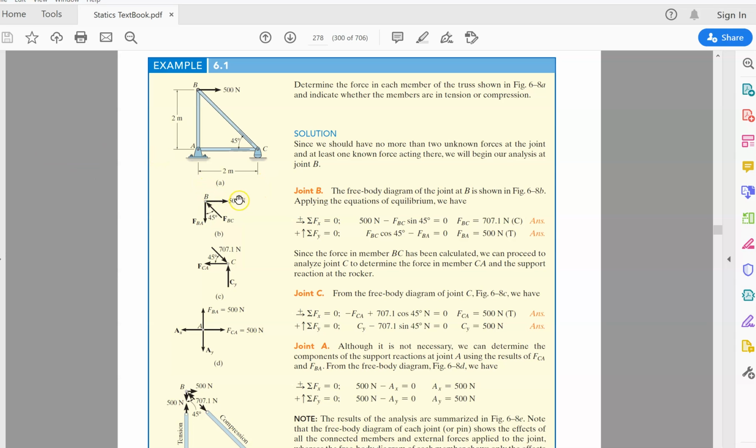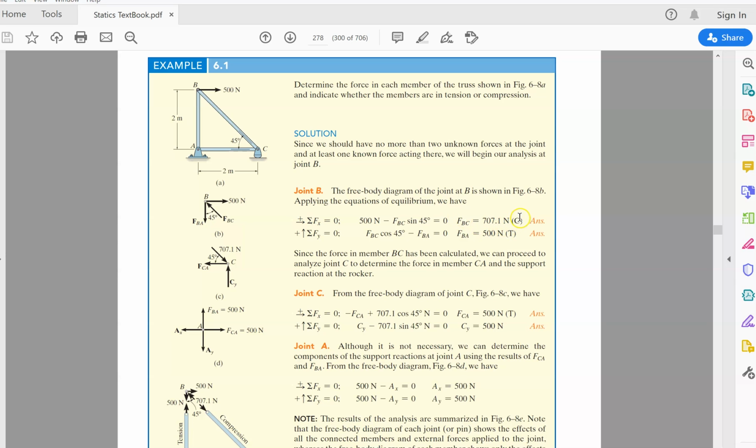Okay, joint B. That's what you've drawn. Can you see? FBC, FBA, and then we have 500 here. 500 is existing. So now you know how to put in the arrows pointing upward and downward, so that's settled. So let's solve joint B. From Fx equal to 0, 500 existing in the question, minus FBC sine 45, because this one you resolve to the x-axis. So you get FBC 700.1.